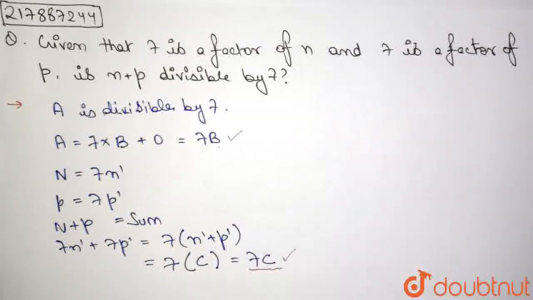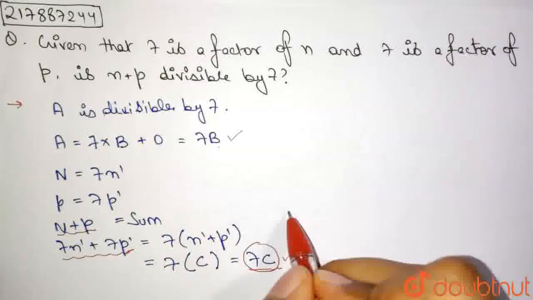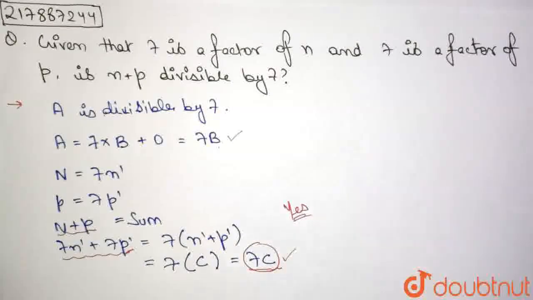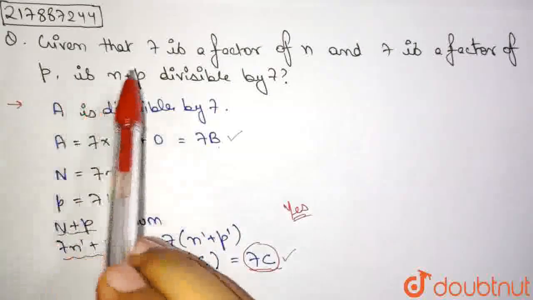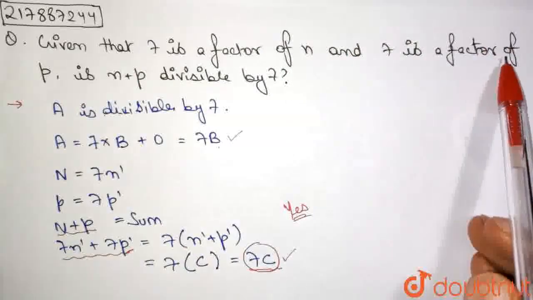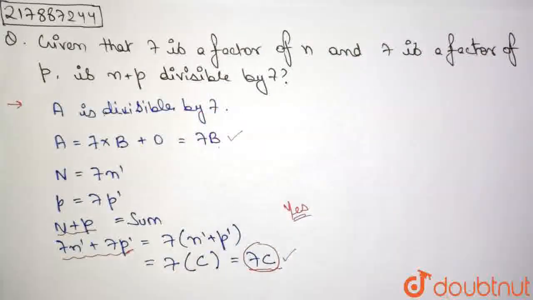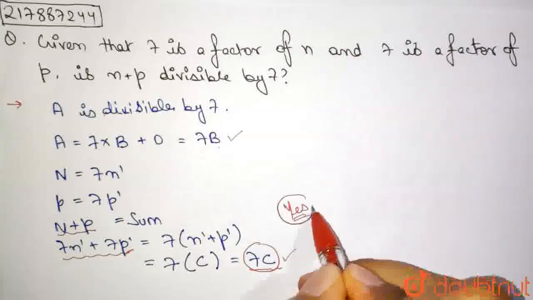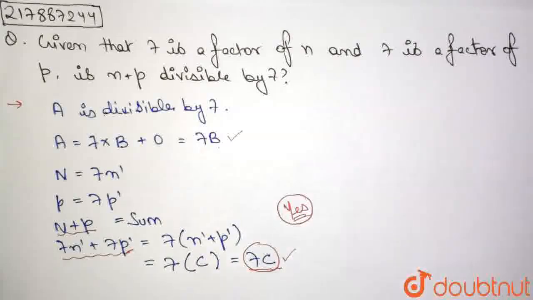That means this is definitely true that the sum which comes out when we add these two numbers, n and p, which were already divisible by 7, came out in the form of 7 times of something. That means we can say that yes, this is divisible by 7. So if one number is divisible by 7 and the other number is divisible by 7, then their sum is also divisible by 7. So our answer for this question is yes, n plus p is divisible by 7.